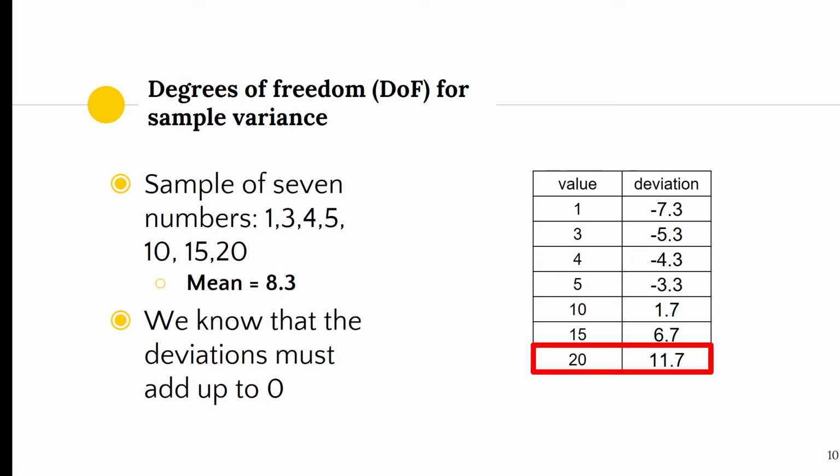And so our degrees of freedom here is not 7, it's actually 6, because if we know the mean and the deviations of all the other data points, then we by definition know the value and the deviation of that final data point. It's not free to vary. So that's degrees of freedom.